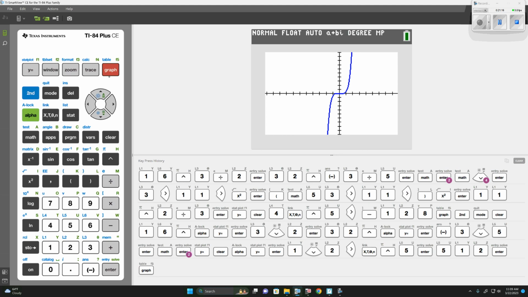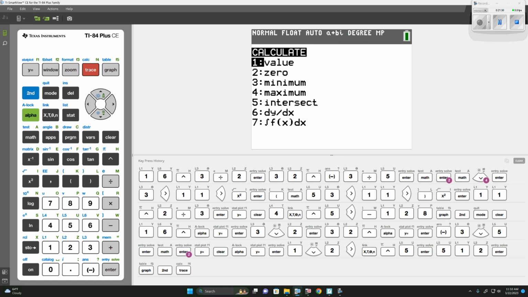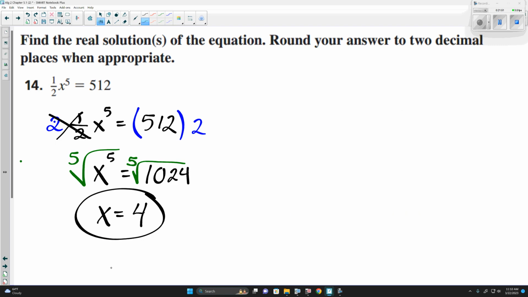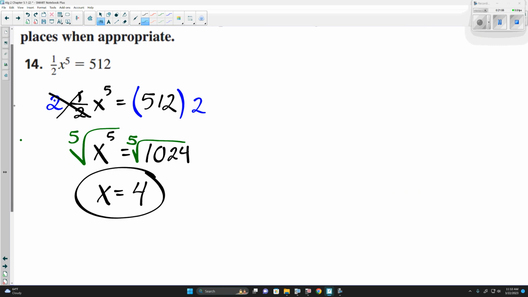Now 512 was graphed, but again, the basic screen for the graphing calculator is between -10 and 10 for x, and -10 and 10 for y. 512 is way off the screen. But we can still do second trace intersection, as we did this on Monday. Since there's only going to be one intersection, only one place it's going to cross, we can hit enter, enter, enter, and it'll tell us x is 4 when they intersect at the y value of 512. And that's a good way to check to make sure you did get the correct answer.